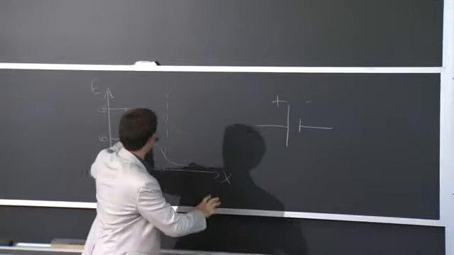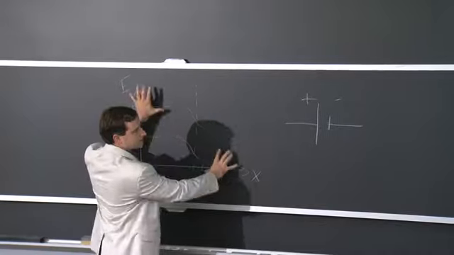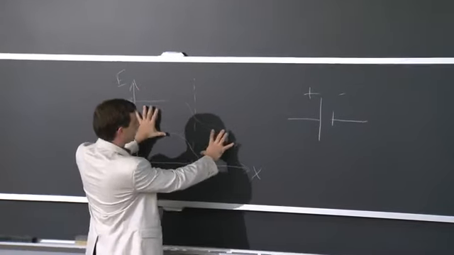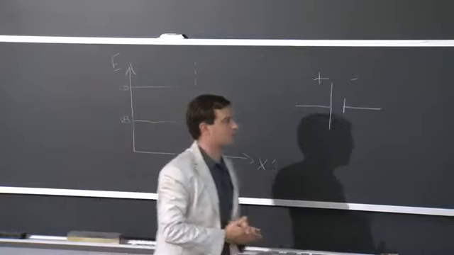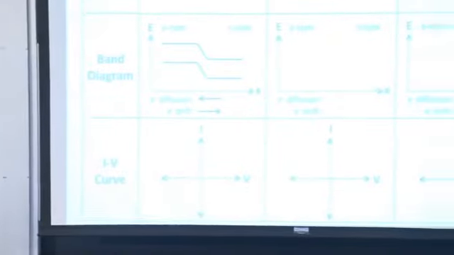So as you bias a device, you're shifting one level relative to the other. And so the basic question that you have to answer is, should it shift up or should it shift down under forward and reverse bias conditions? Spend a minute. Talk to your neighbor. Discuss it. All right, folks.